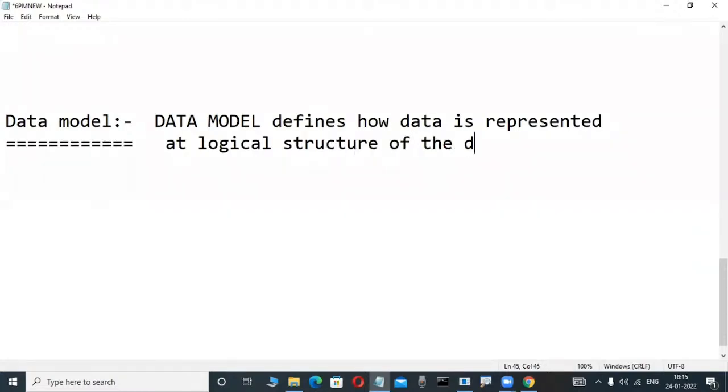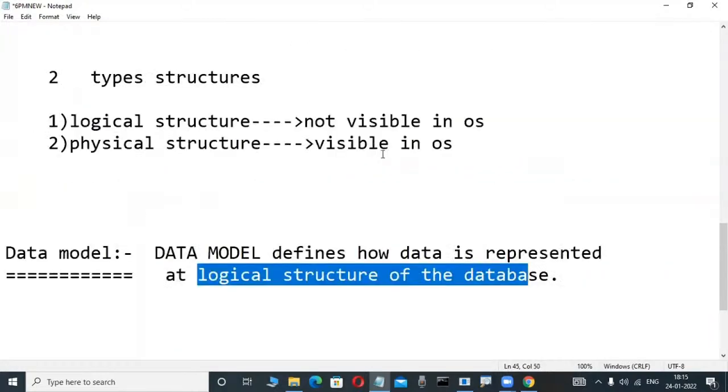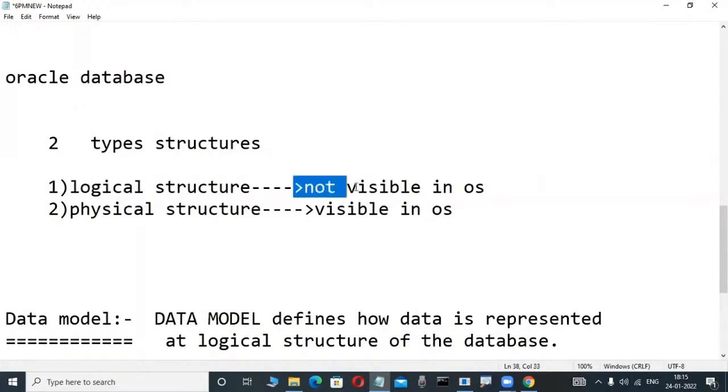Logical structure of the database. And now check it out. Observe it here. What is logical structure? In previous classes, I told you that a structure which is not visible in the operating system is called a logical structure. Or maybe you are creating a table, which is not visible in the operating system, but that structure is visible in a database.